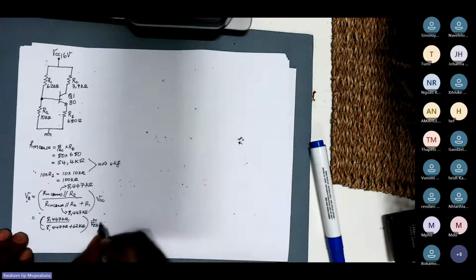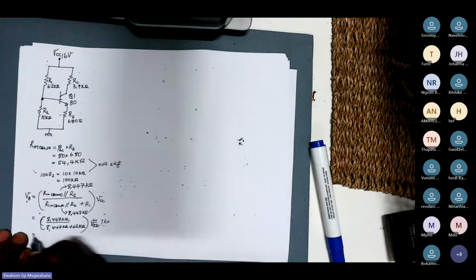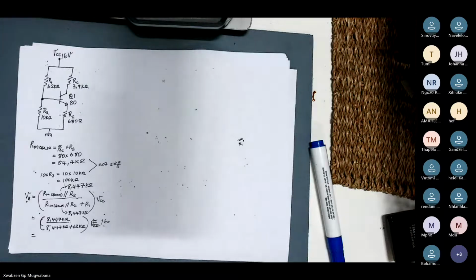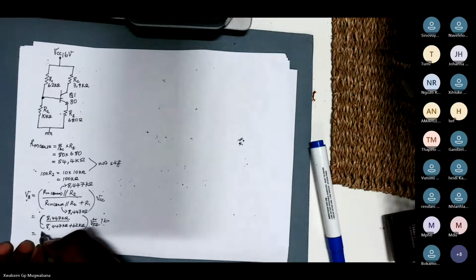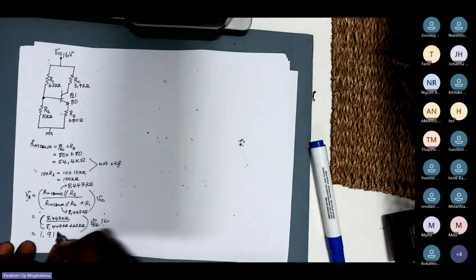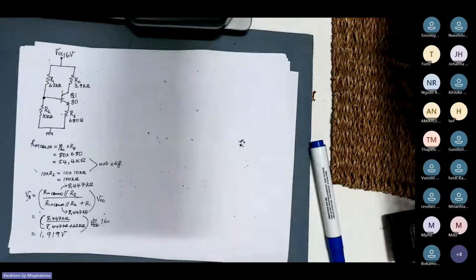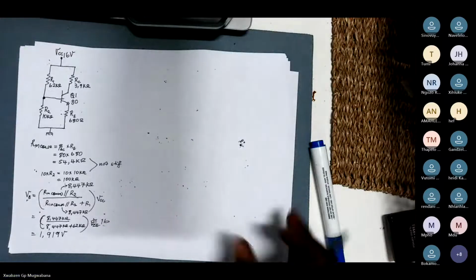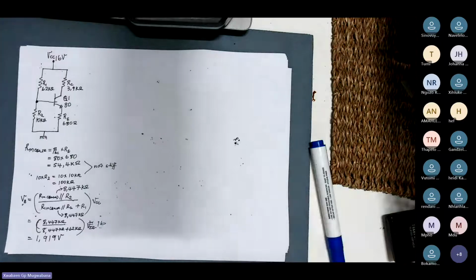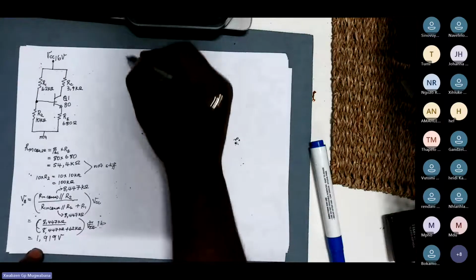VCC. What is your VCC? 16, which gives you what? 1.919 volts. Did you all get that one? Yes, sir. Okay. After we calculate VB, what must we calculate again?